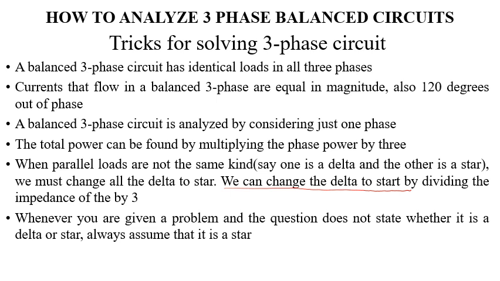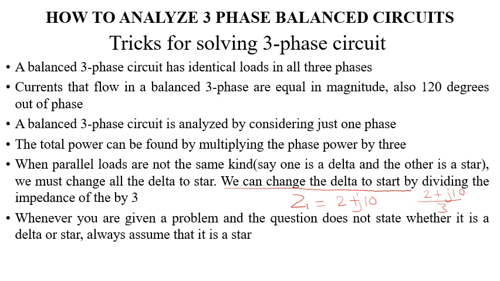So to change the delta to star, you might ask yourself, how do we change the delta to star? We simply change the delta to star by dividing the delta value by 3. So let's say the delta Z1 is equal to 2 plus j10. We can change it to star by just dividing Z by 3, which now becomes (2 plus j10) all over 3. So we've now changed it to star. That is how we change it to star.